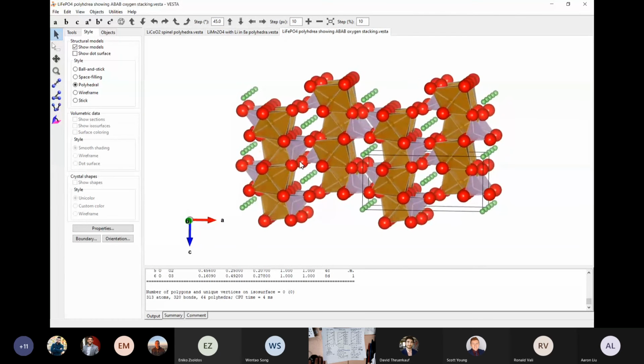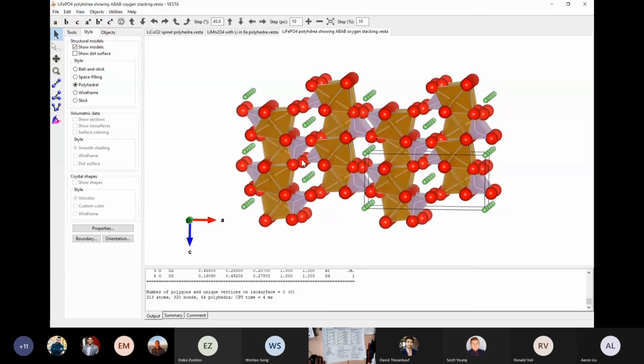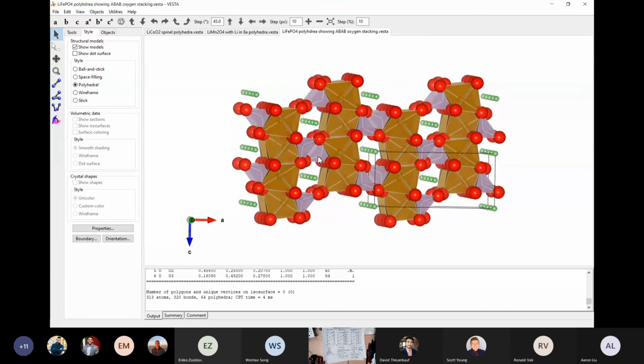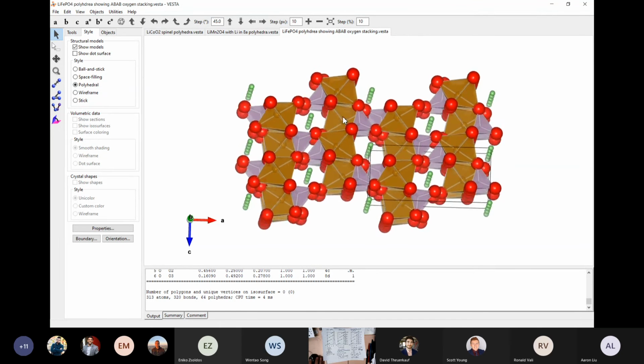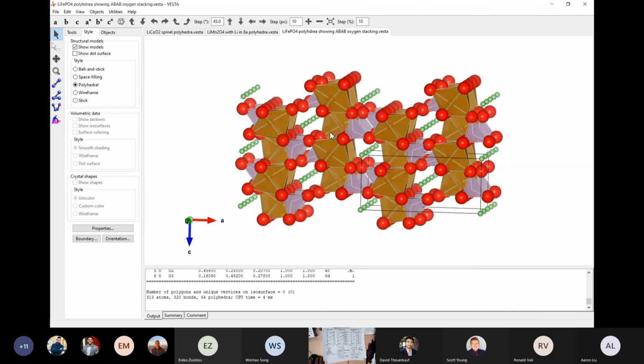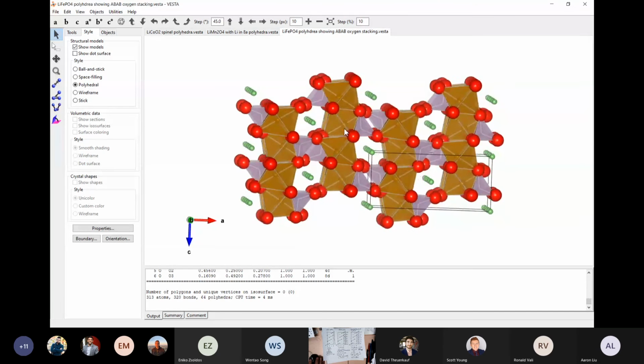So learning how to use VESTA is really useful to be able to take a look at structures and think about them. But I also believe that knowing how to deal with them on paper using the notation of hexagonal close-packed planes is incredibly important also, if you really want to know what's going on. So pretty cool, right?